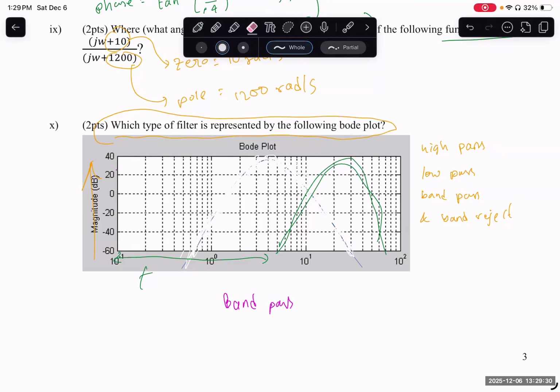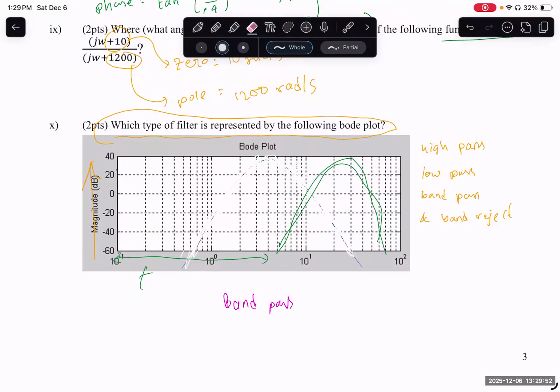If it's on the higher side of the frequency range, it's a high pass. If there's a curve on the left side, on the lower frequency side, that would be a low pass. And the previous one was the band pass. That's basically it. It shouldn't be too challenging a question, at least for this one.